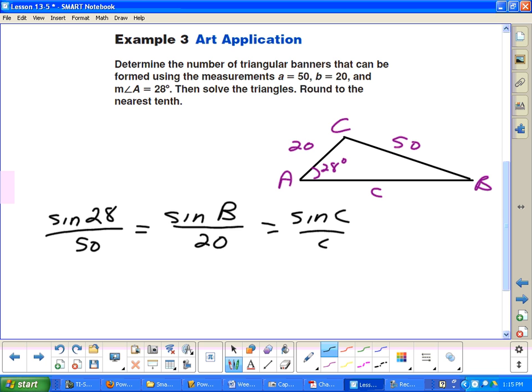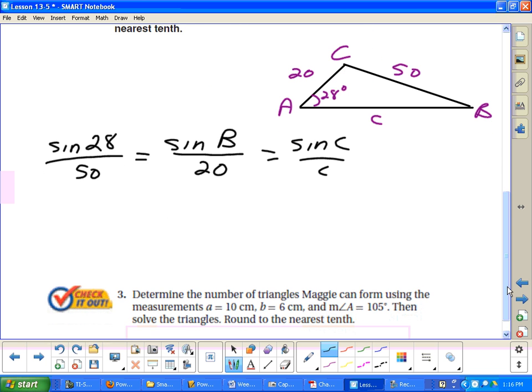Now, since I don't know anything about the C's, I've got to find angle B first, because once I know two angles, I can find the third angle. So I'm going to work with these two first. 20 times the sine of 28 divided by 50 equals the sine of angle B.